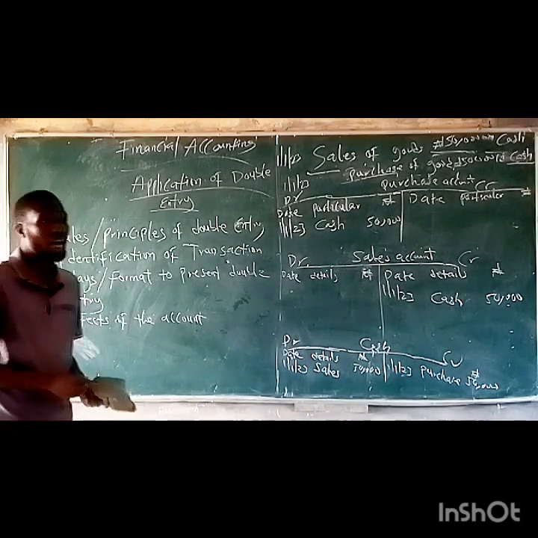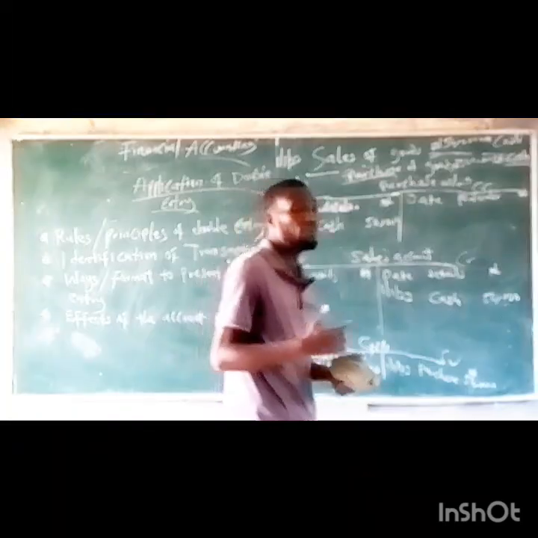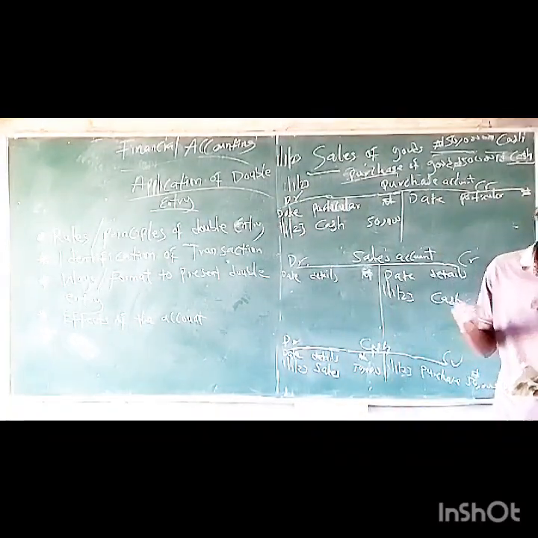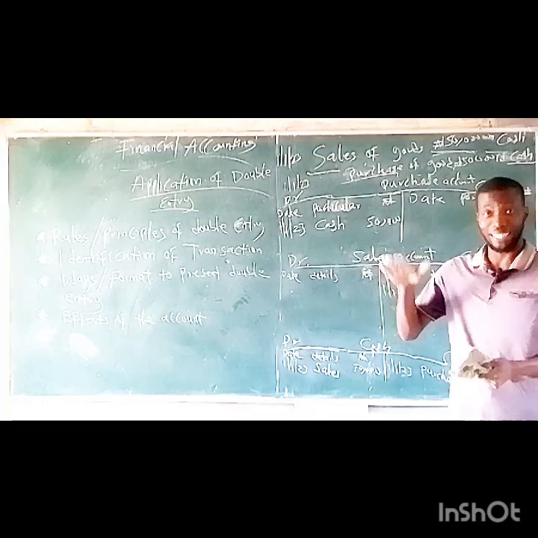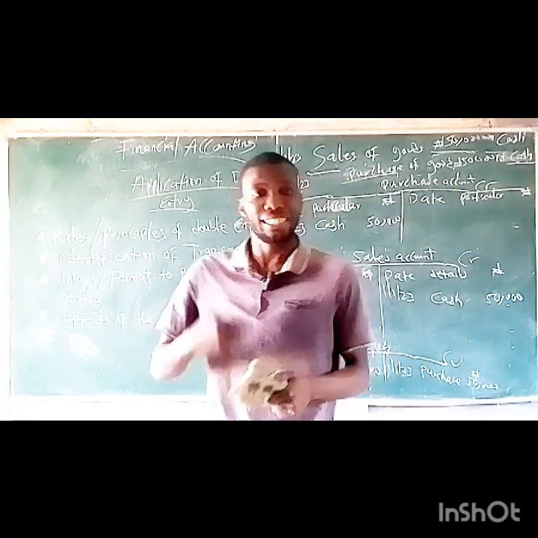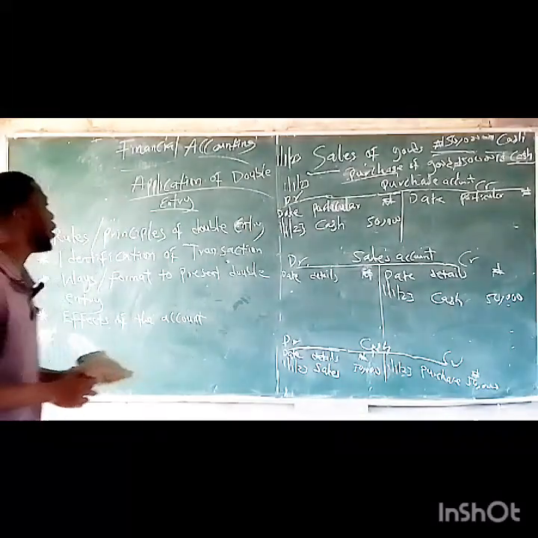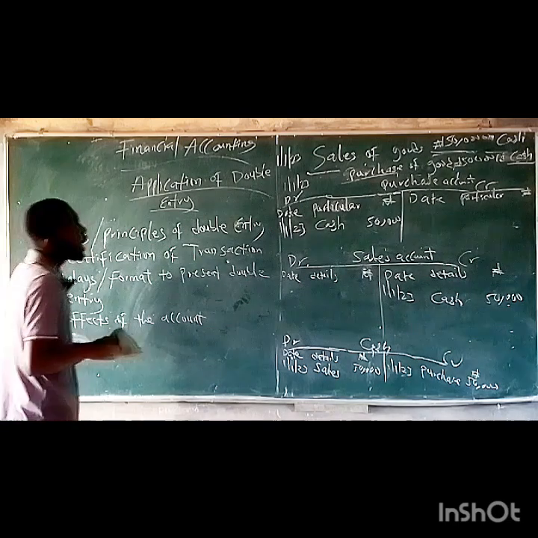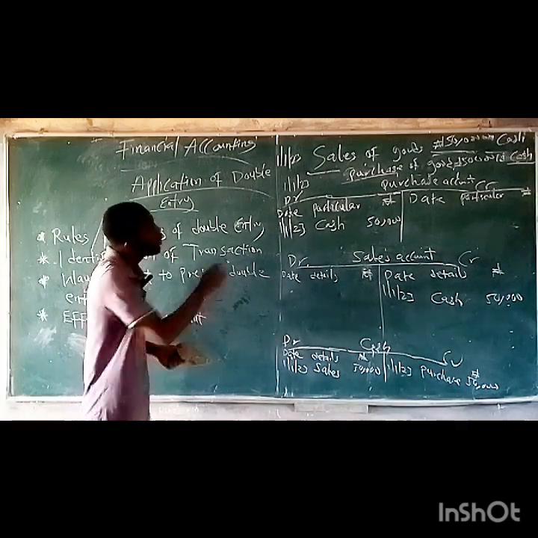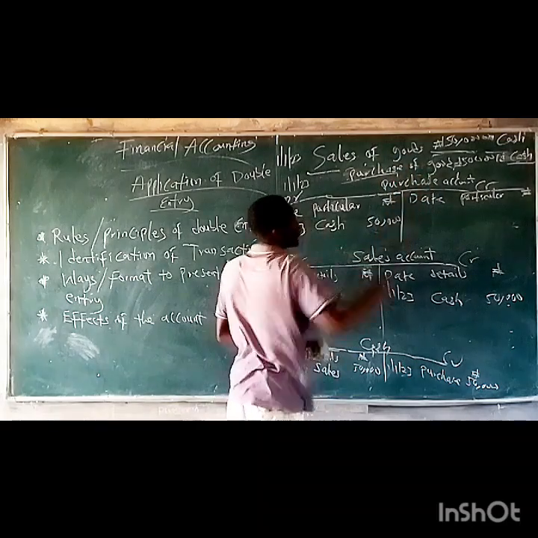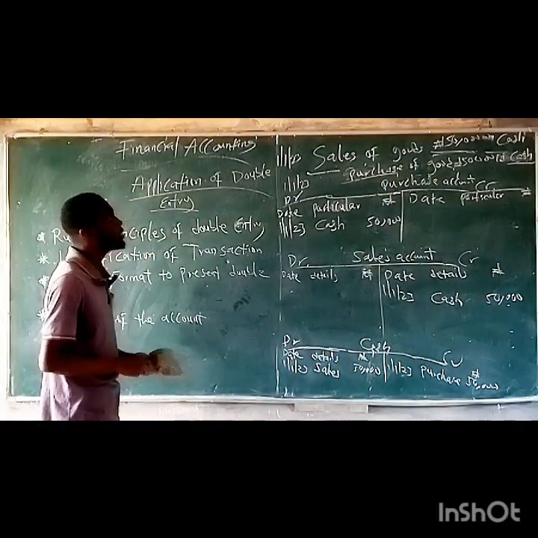What do you mean by the effect of the account? It's either the money is increasing or decreasing. It's either your asset is increasing or decreasing. It's either your income is increasing or decreasing, depending on the asset or the income or the expenses. Now let's look at this as an illustration. Looking at this one, sales of goods 50,000 in cash.